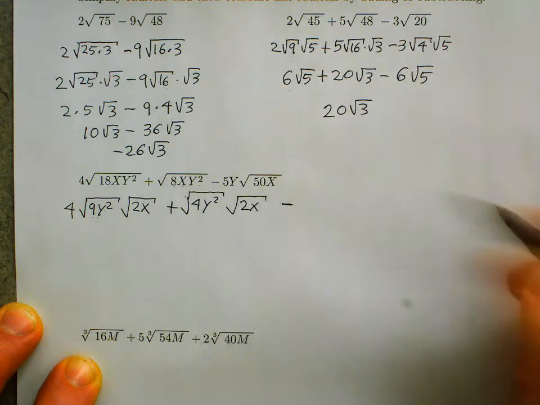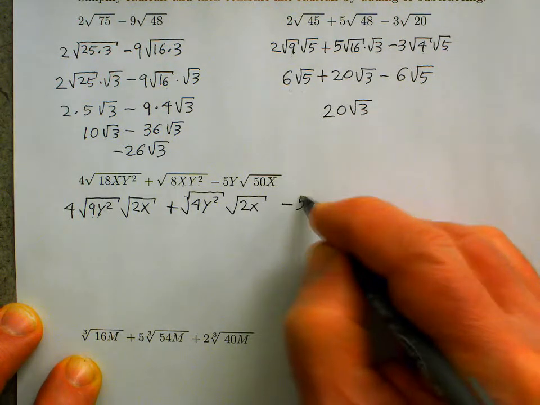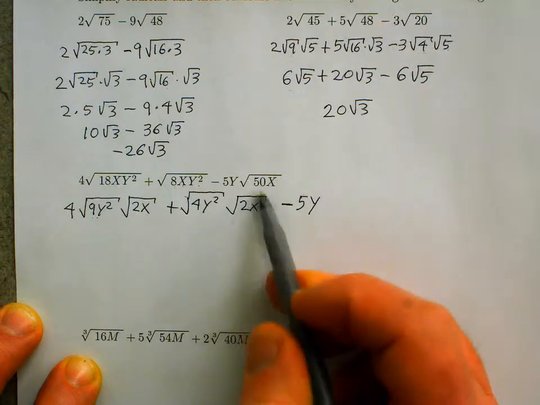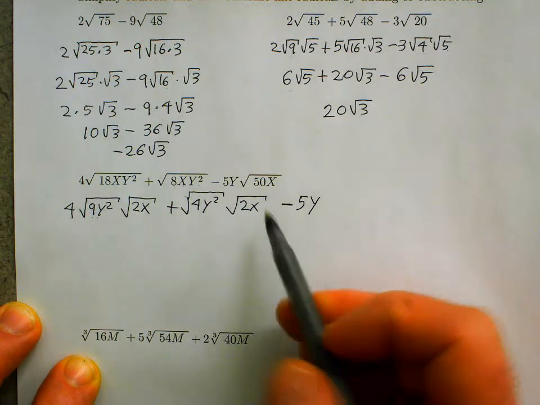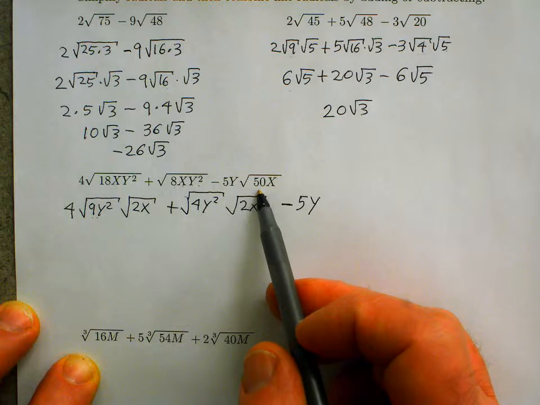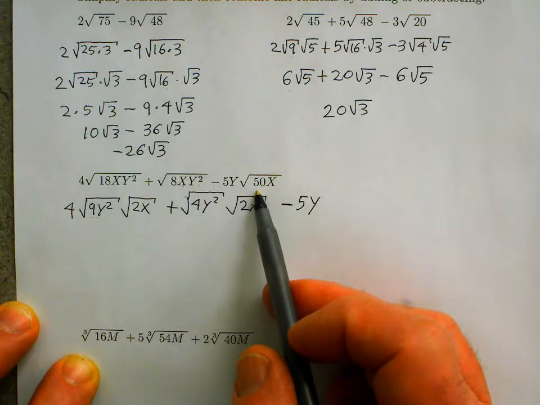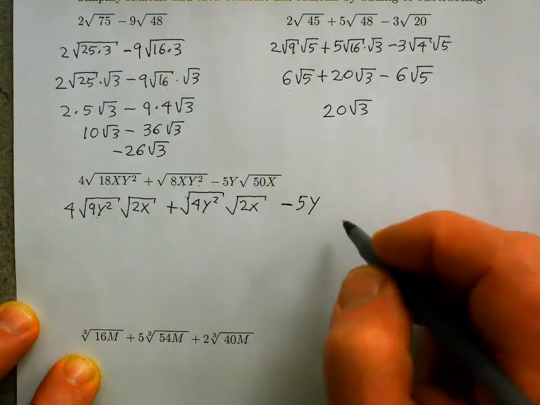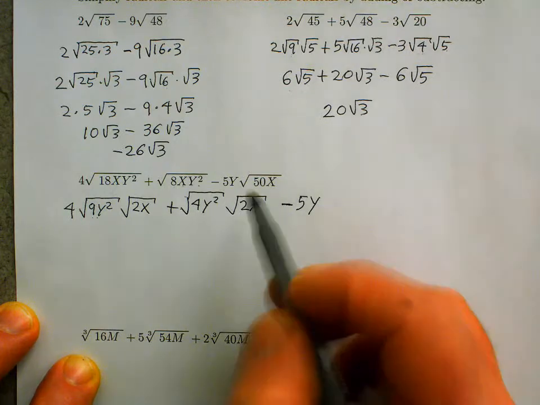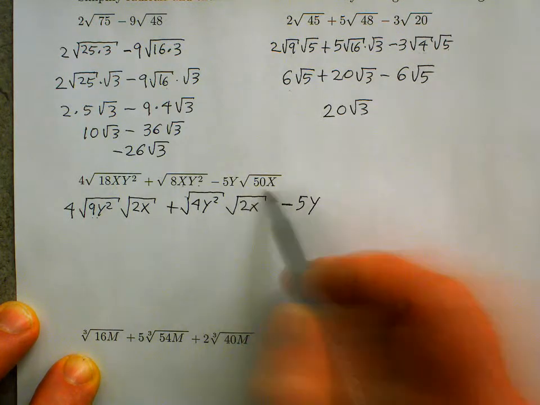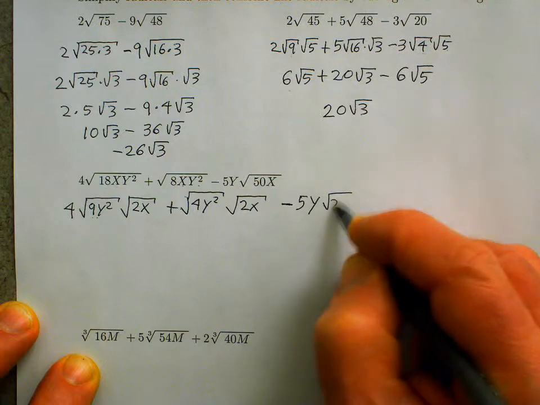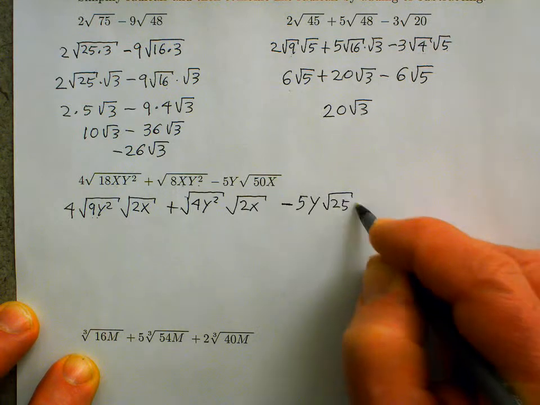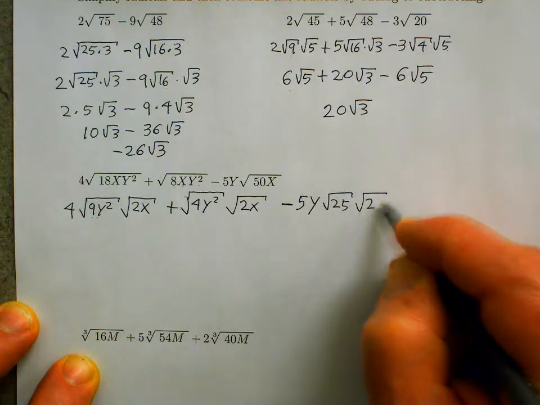And then we have minus 5y times the square root of 50x. The largest factor of 50 that's a perfect square is 25. So we will rewrite the square root of 50x as the square root of 25 times the square root of 2x.